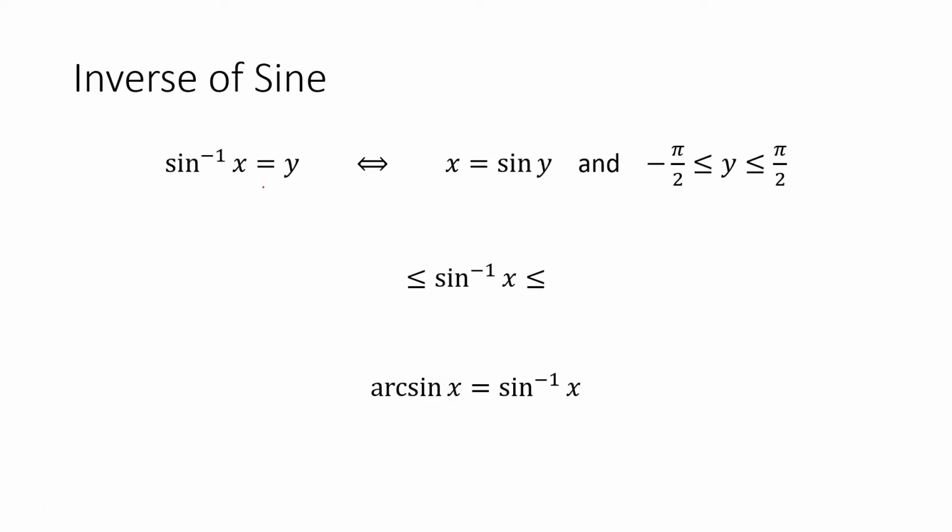By the way that we've defined it, since the sine function always outputs values between negative 1 and positive 1, the input values for sine inverse will be between negative 1 and positive 1, and the output values will be between negative pi over 2 and positive pi over 2. Arc sine is another way of writing sine inverse. So you may see these two notations used interchangeably.